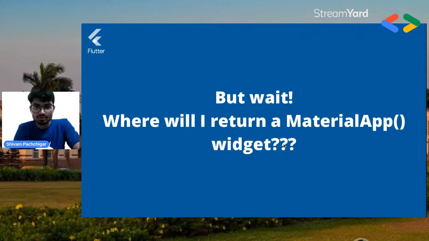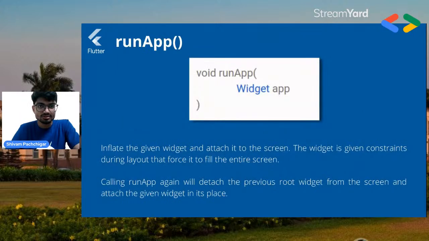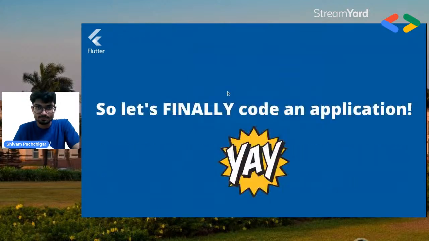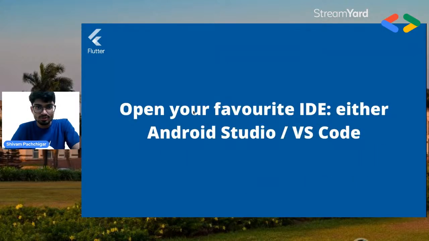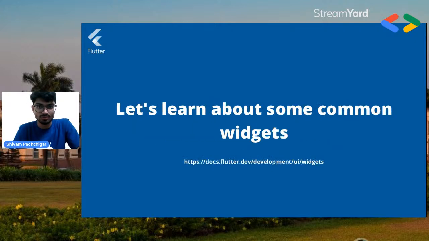So where will you return a widget that will create this app? There is this run app function which takes a widget as a parameter, and in this you can just pass the material app widget, and just call this function in the main method, then you will be ready to go. Either you can choose Android Studio or VS Code to develop Flutter apps. That's up to you.